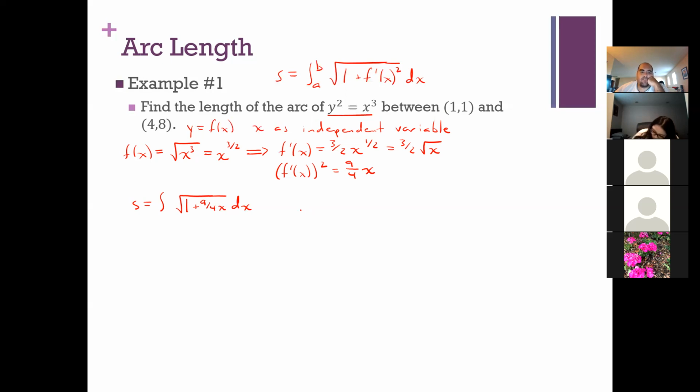And what limits should I use here? What makes sense for my limits of integration? One and four. So I am using x as my independent variable, so it makes sense that my limits of integration are written in terms of x. All right, so our integral has been set up. So how do I deal with this integral?